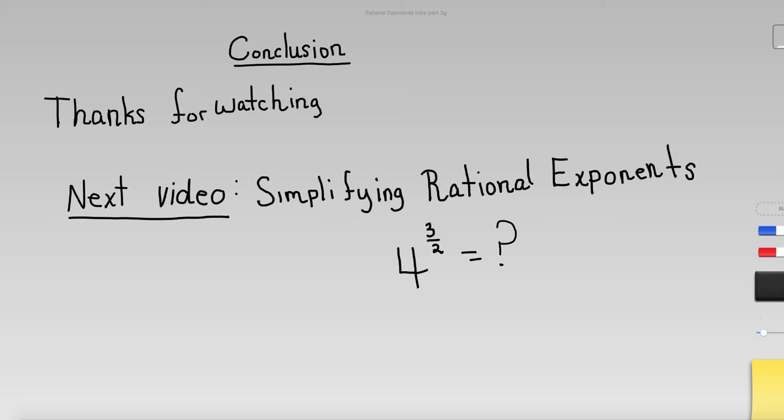Okay, that concludes this portion of the video. The next video we'll look at simplifying rational exponents. So for instance, 4 to the 3/2, we'll look at how to actually simplify that by going through the process.